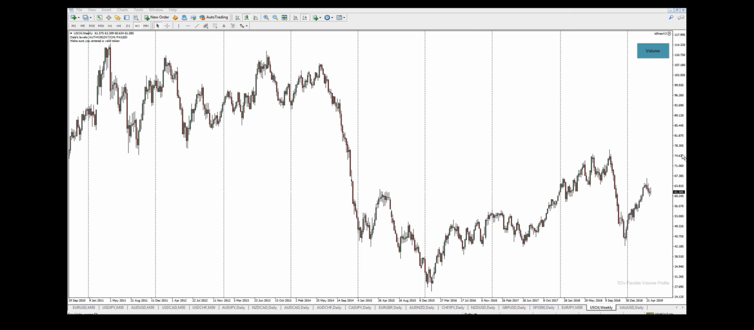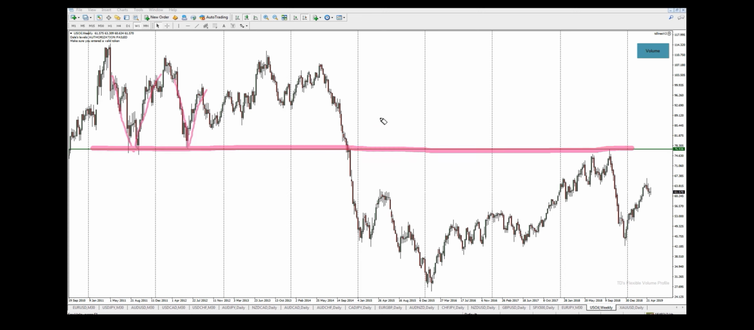Alright, so that's for the rejections, and there are also two nice cases of the resistance becoming support. So in here, you can see massive rejections of lower prices, rejecting this price level. Then the price went past it, making the support a resistance. And this is exactly where the price turned. Alright, so this is another way how you can use the rejections.